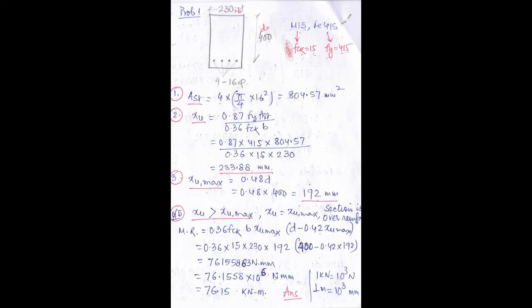Now we have to convert, or we can convert, or we may keep the answer in that format also. So the final answer comes out to be 76.15 kilonewton meter, because 1 kilonewton is equal to 10 cube Newton and 1 meter is equal to 10 cube millimeter. So in this way we can find the moment of resistance of a singly reinforced beam.